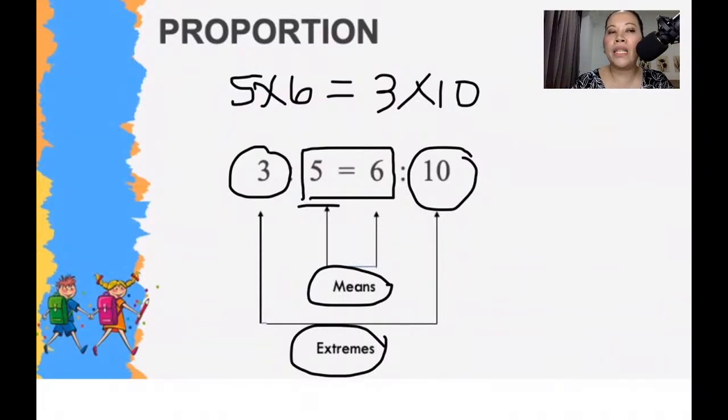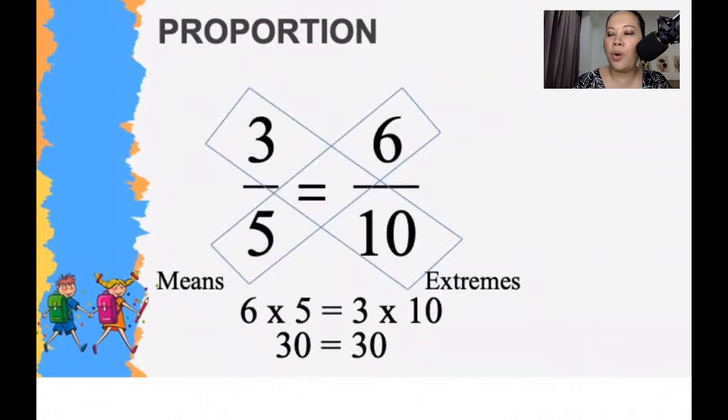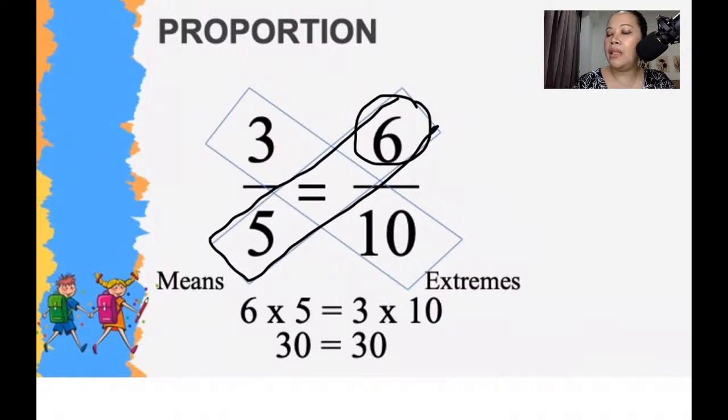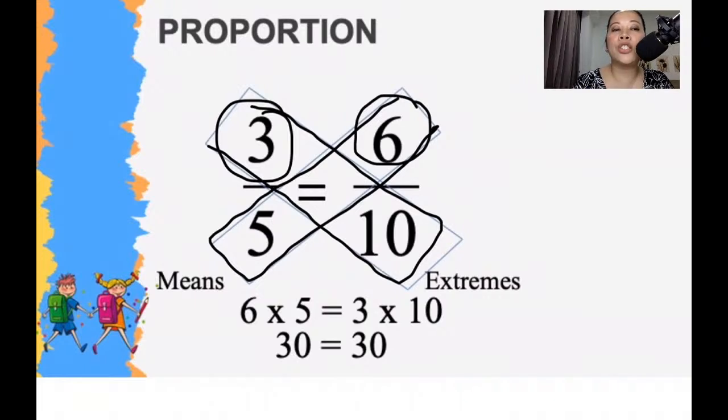Does it matter where you place 5 and 6, 3 and 10? No, it doesn't matter. You can put 3 times 10 first and then equal to 5 times 6. It wouldn't matter, as long as the pairs are correct. Okay, so if you have the fraction form, this would be top multiplied to your bottom and then top on your left multiplied to the bottom of your right. So basically it's cross multiplication.